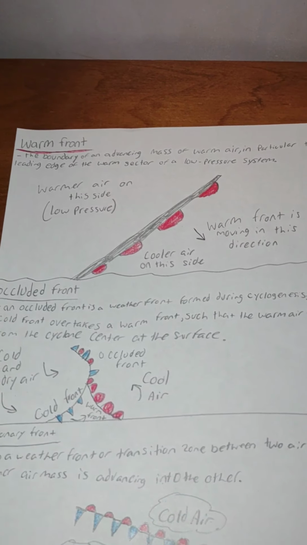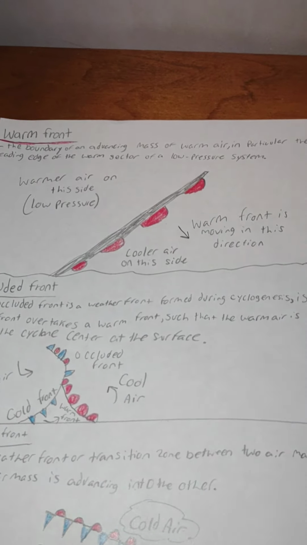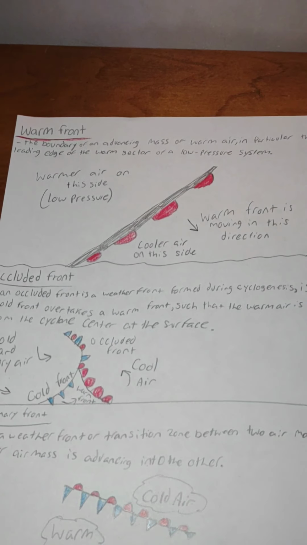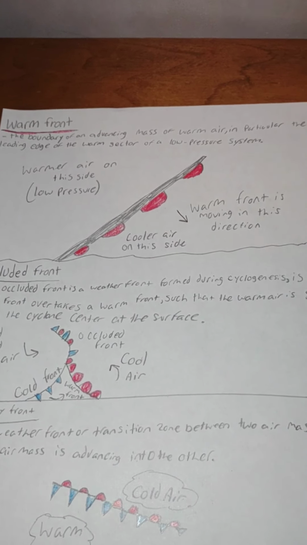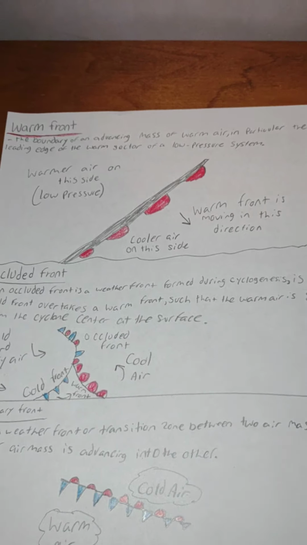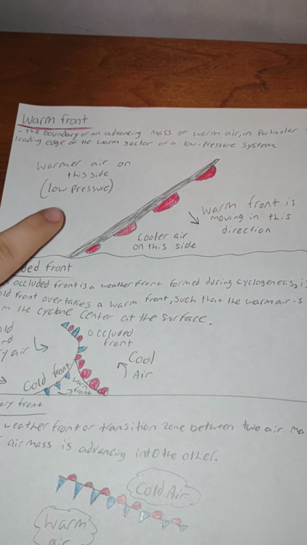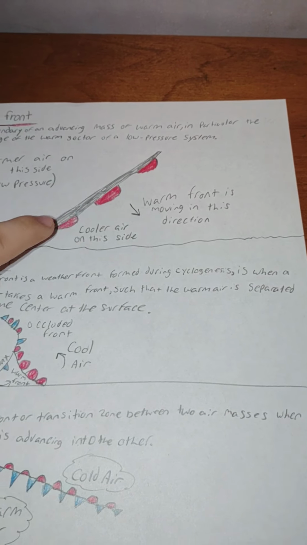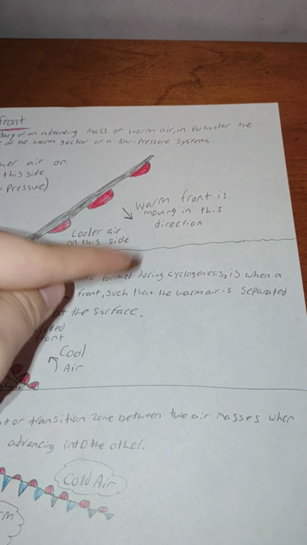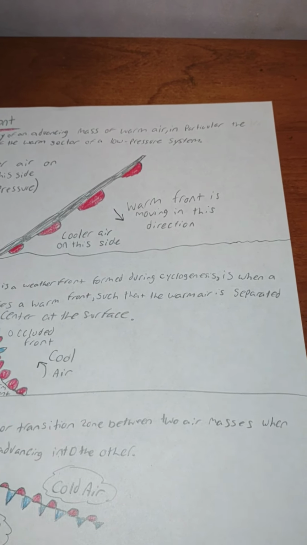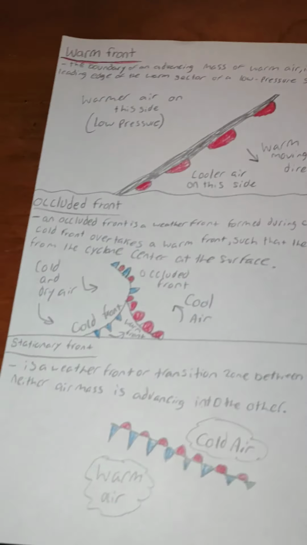Here you've got the warm front. The boundary of an advancing mass of warm air, in particular, the leading edge of a warm sector of a low pressure system. Warm air is on this side. It has low pressure. Cooler air is on this side. The warm front is moving in this direction.